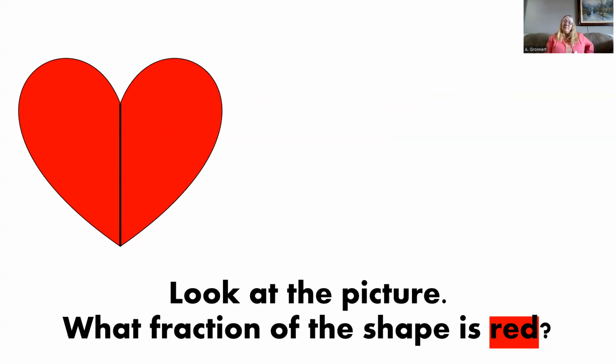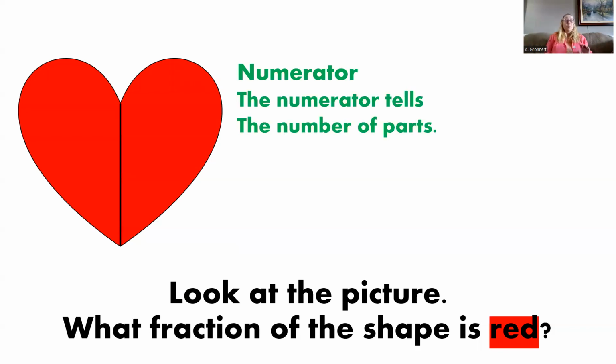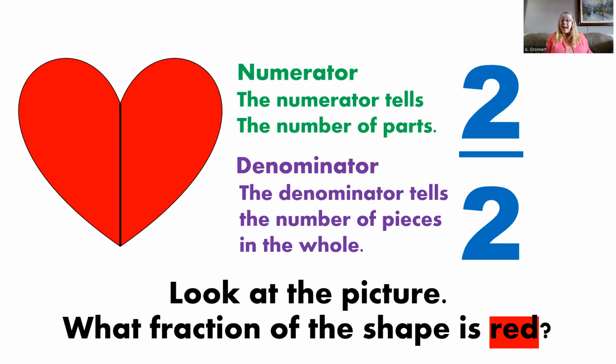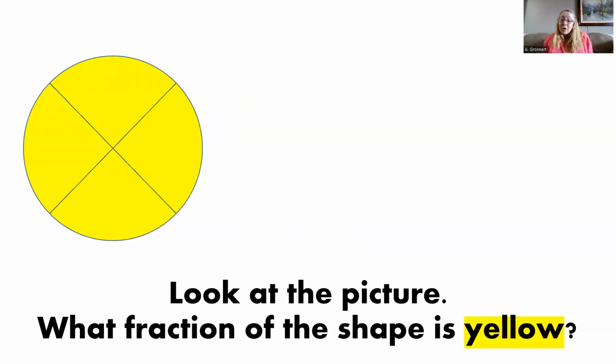Here's another one. Look at this picture. What fraction of this shape is red? So look carefully. This one's a little bit tricky. The numerator tells us the number of parts. How many of those parts are red? Yeah, I bet you know. And the denominator tells us how many pieces are in the whole. Do you have it? Did you get 2 halves? That's right. Both of the halves are colored red. So that one's 2 halves.